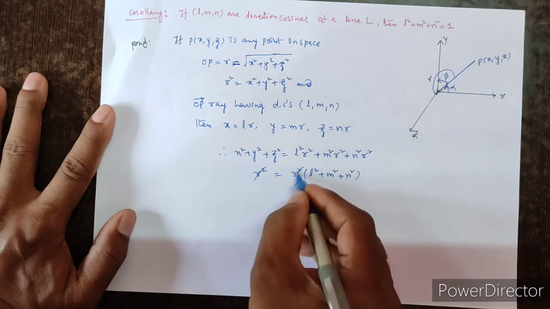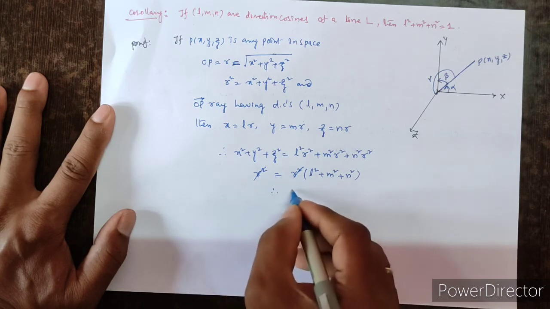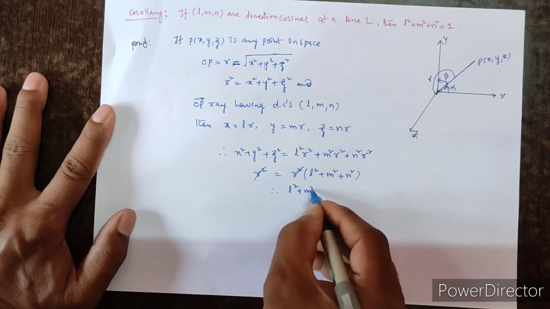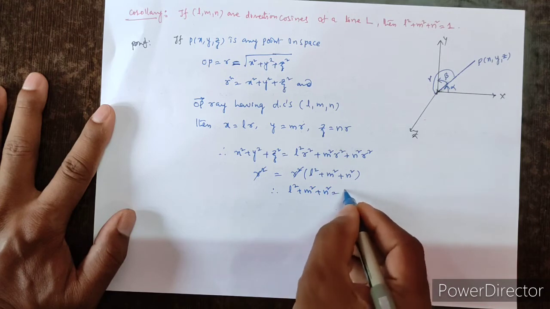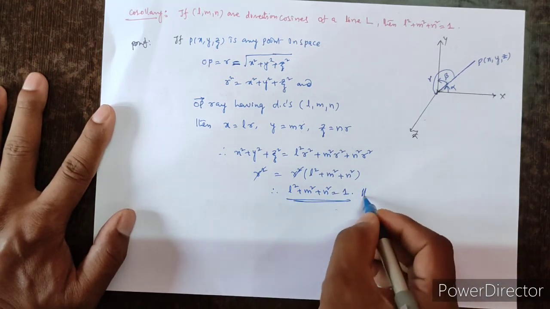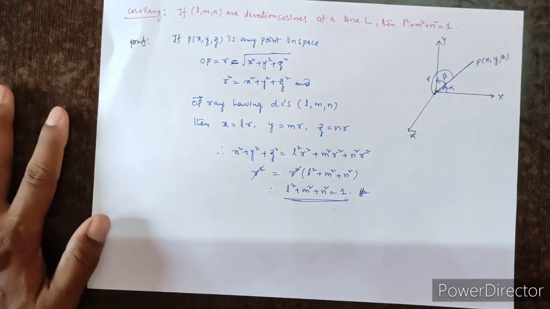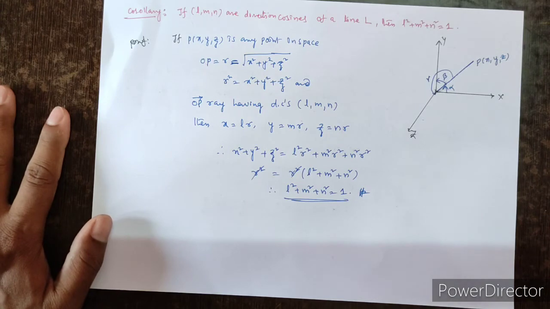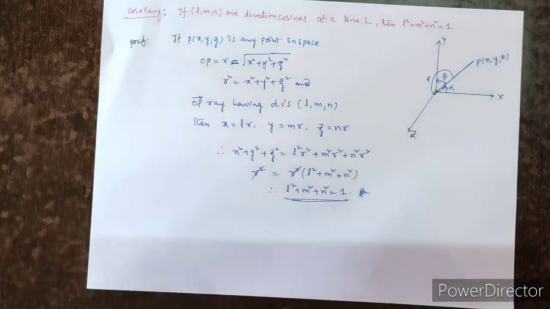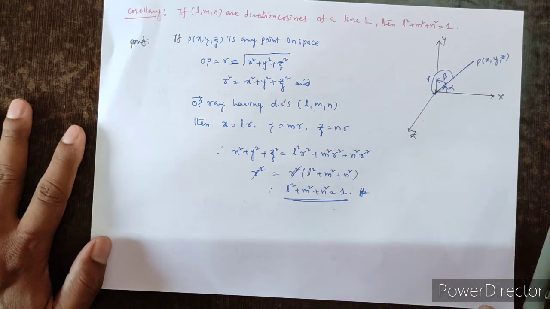So R square gets cancelled. Therefore L square plus M square plus N square equal what? 1. So this result should be remembered. The sum of squares of the direction cosines equals 1. L square plus M square plus N square equals 1.